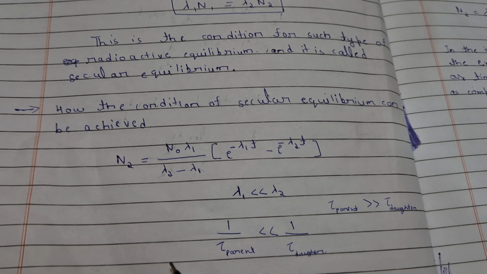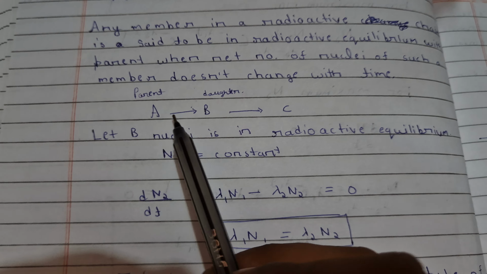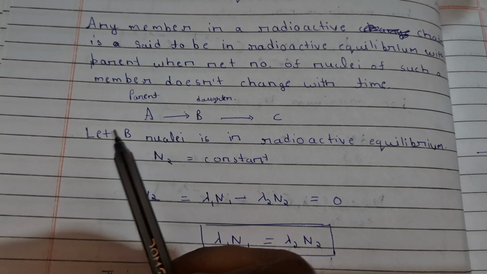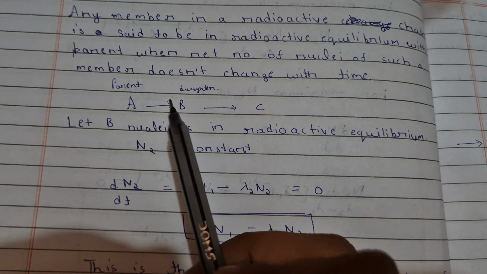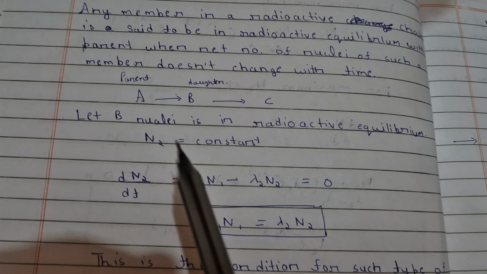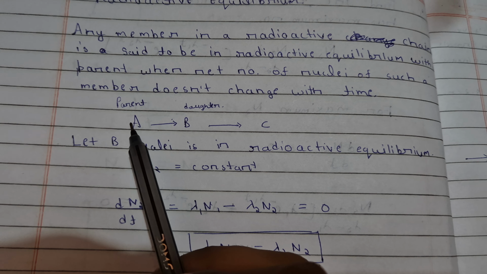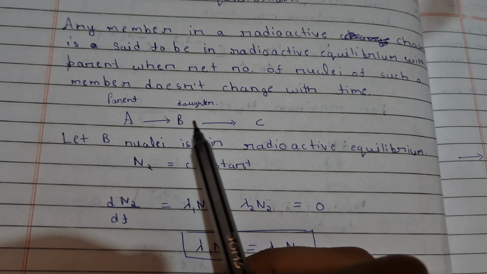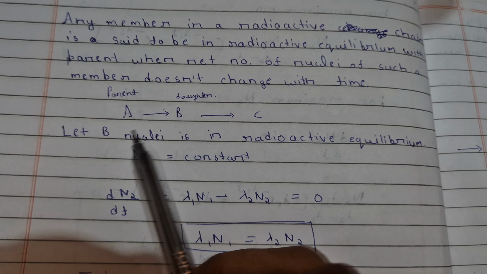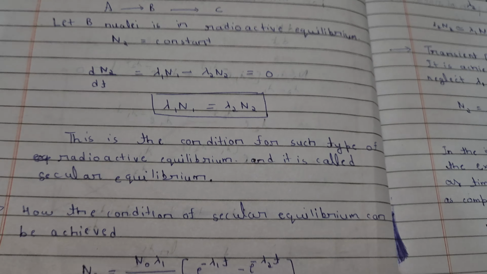This is the condition. For the parent nuclei, the average mean life must be very much larger as compared to the daughter nuclei. Only then can this condition be achieved. That means if this lifetime is 100 years, then this will be some 100 days. So if this condition is satisfied, then you can get this equilibrium. So you must remember this. This can be asked in interviews.